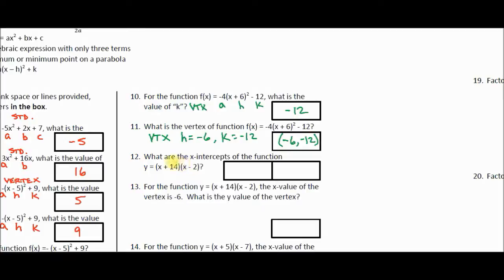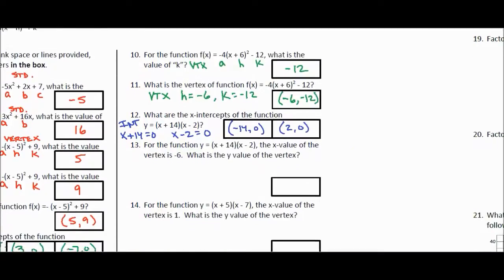Well, class, you should recognize this is intercept form. And if we're dealing with intercept form, then the intercepts are easy to find. What is the value of x that makes x plus 14 equal 0? And what is the value of x that makes x minus 2 equal 0? The first x has to be negative 14. So our x-intercept is going to be (negative 14, 0). And the x that makes x minus 2 equal 0, x must equal 2. So in this case, we have an x-intercept of (2, 0).